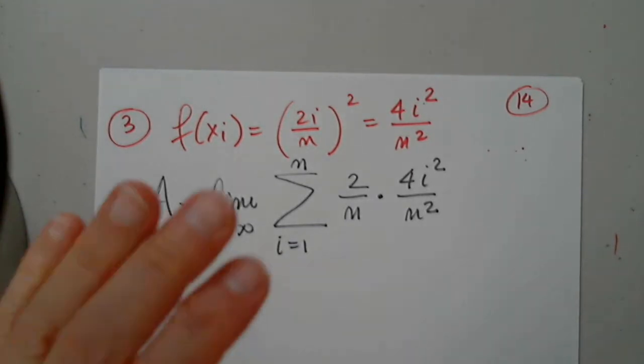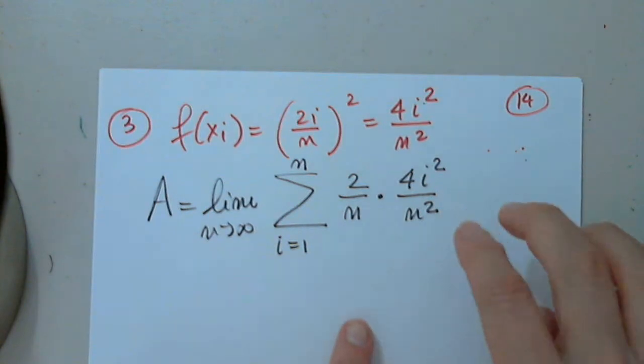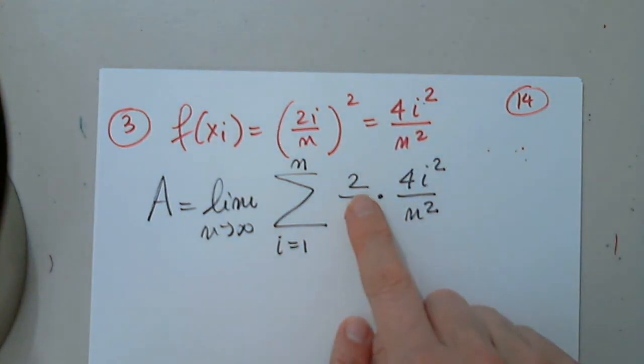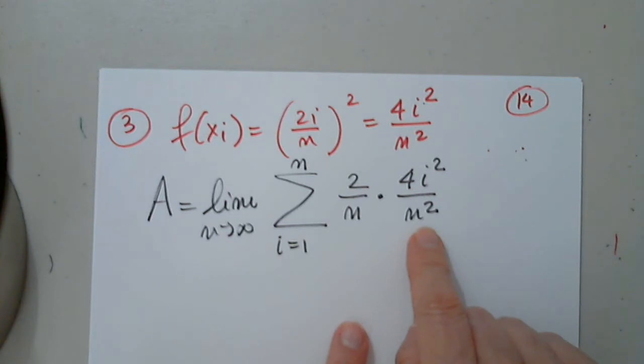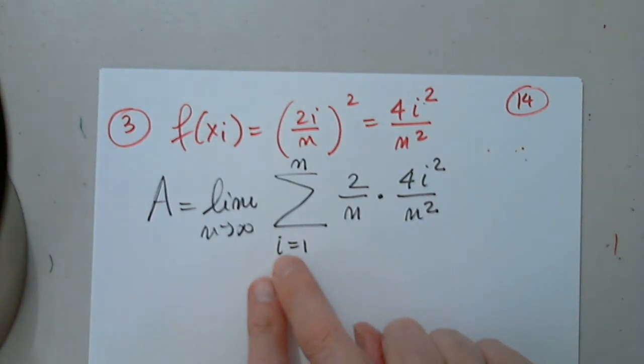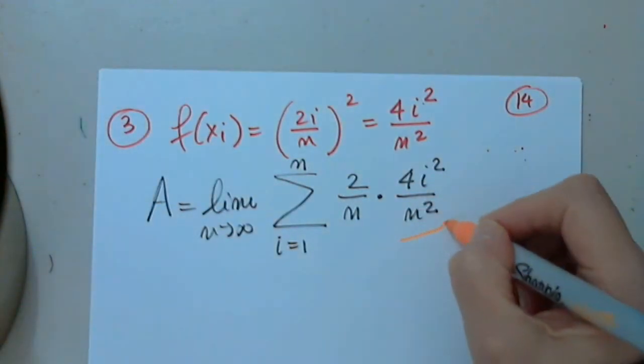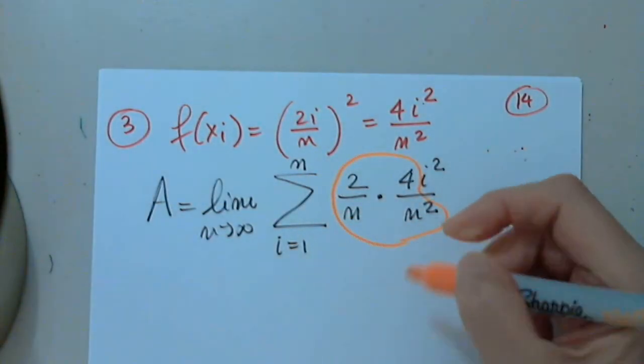Okay, like always, remember I say factor, simplify. I'm looking at all this. 2 is a factor, 4 is a factor, n is a factor, n squared is a factor. They're not depending on i. So all this goes outside.